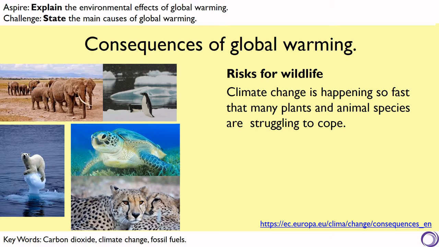So climate change is happening so fast that many plants and animal species are struggling to cope with it. From some of the examples you can see on the screen at the moment, you'll notice that a lot of these organisms live in extreme temperatures. So they either live in places that are very hot, like the elephant, or in places that are cold. Now, because the temperature is increasing, our hotter regions are becoming even more warm, which is then causing some issues with water levels in those areas.